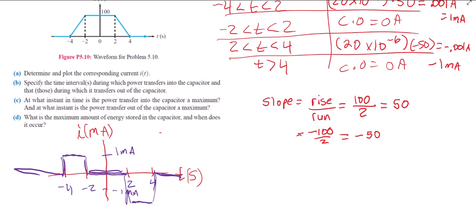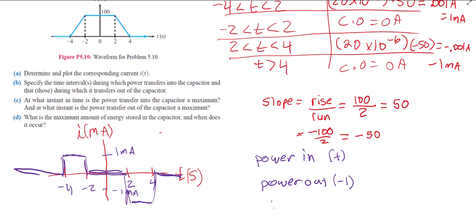So that's the graph. Now specify the time interval during which power transfers into the capacitor, and those during which it transfers out of the capacitor. So power in and power out. Well, power in means it's absorbing. That would be positive. Power out means it's supplying, and that would be negative.